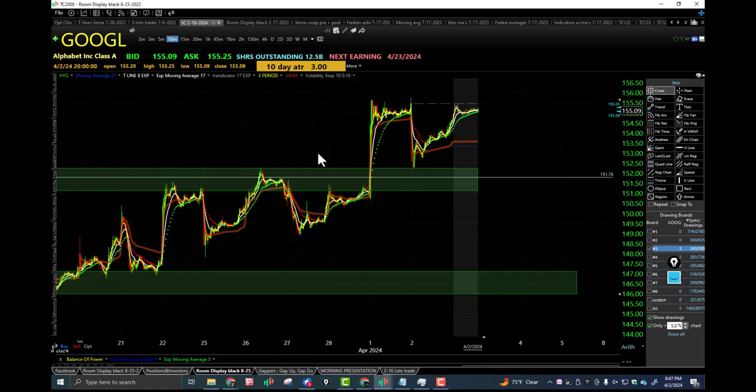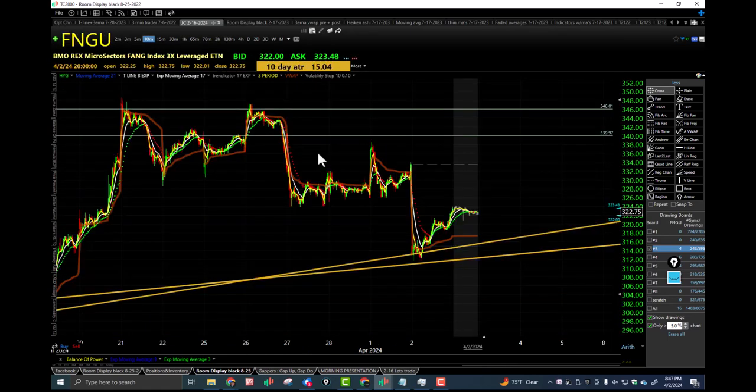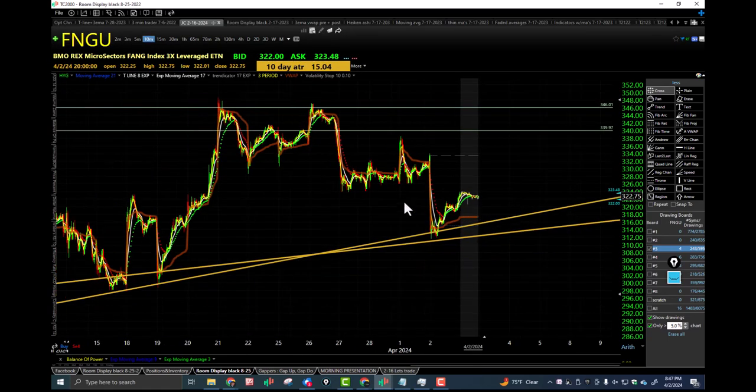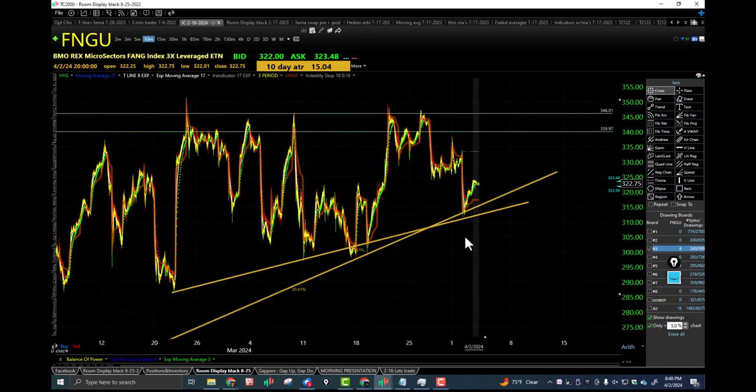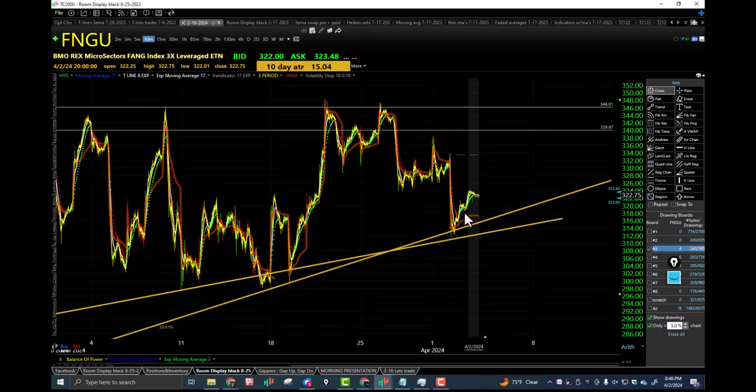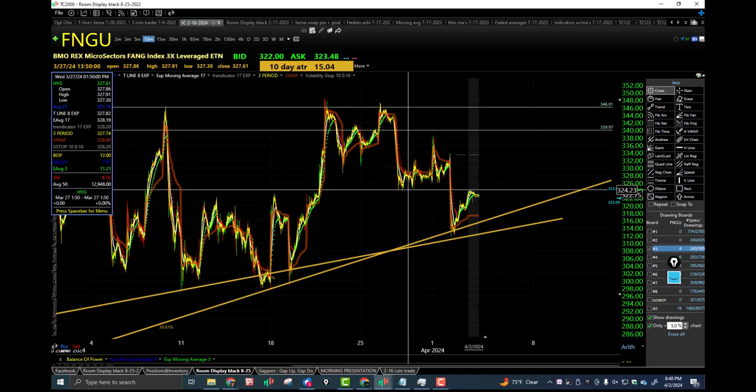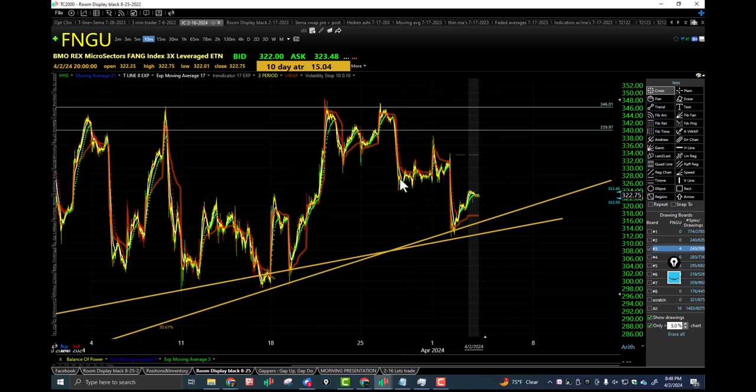All right, so we'll go back to FNGU. Remember, this is the one with all the big boys in it. All right, so we had a measured move down. Notice a move down, consolidation over to the right, and then another move right into the 2 trend lines right here. All right, so now we're back up at, guess what? Minor resistance. See this consolidation?